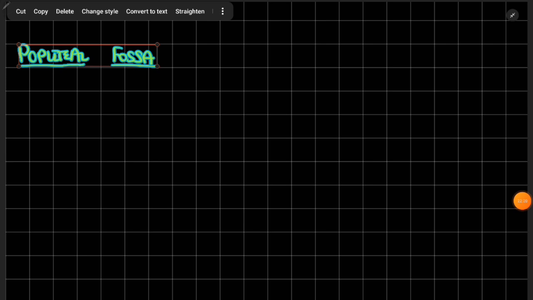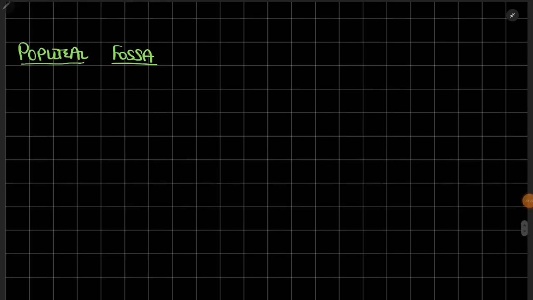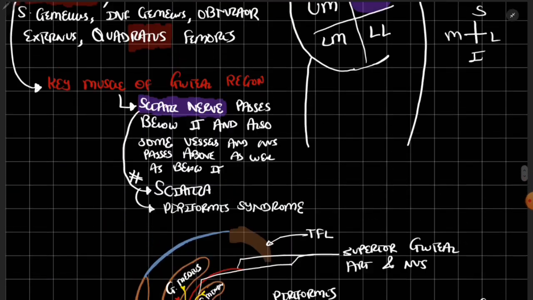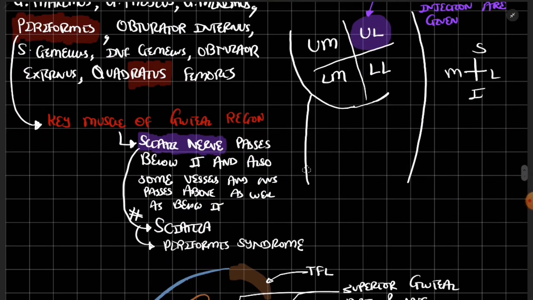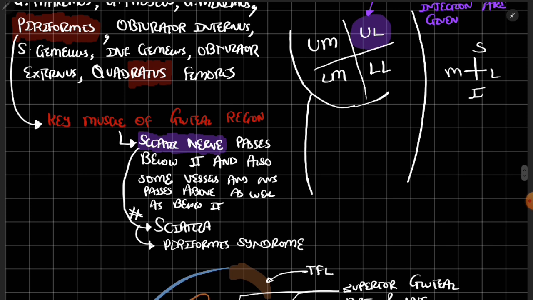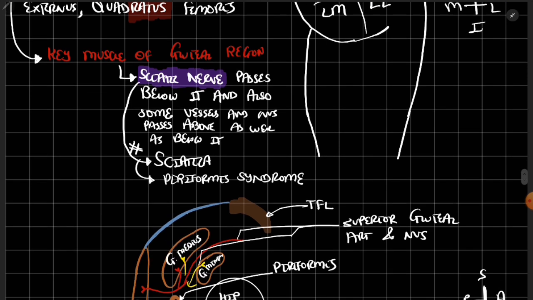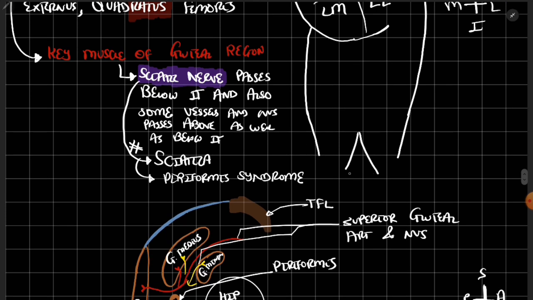Now going to the popliteal fossa. So what is basically the popliteal fossa? It is the region behind the knee joint. Now talking about the boundaries of the popliteal fossa. As in this figure, the gluteal region, we saw this figure. If we extend this downwards, we will see a diamond shaped fossa.